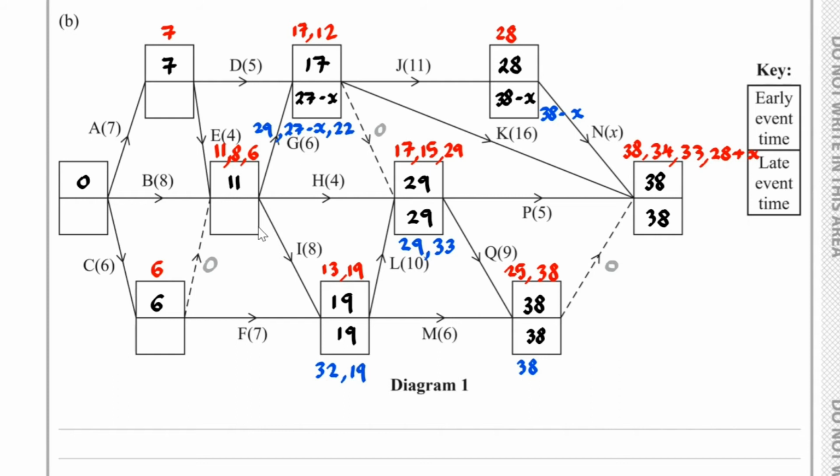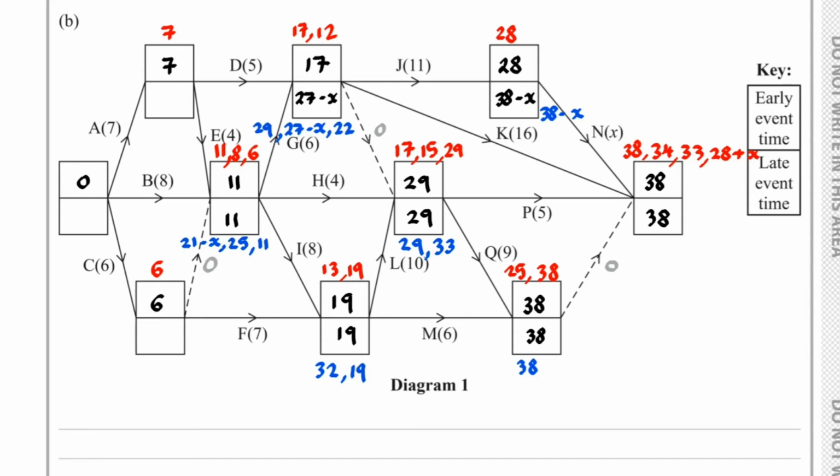Now, let's figure out what could go here. We could have 27 take away x take away 6, so that's 21 minus x. We could have 29 take away 4, which is 25. Or we could have 19 take away 8, which is 11. The smallest one here, well, if x can be 9 as the largest value, 21 take away 9 is equal to 12, so the smallest one will be 11.